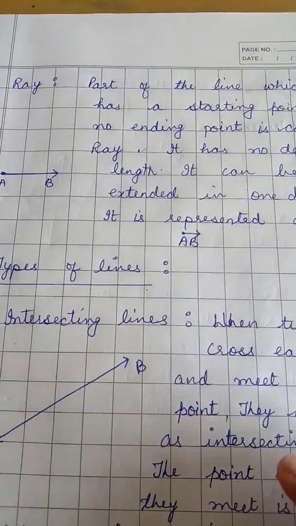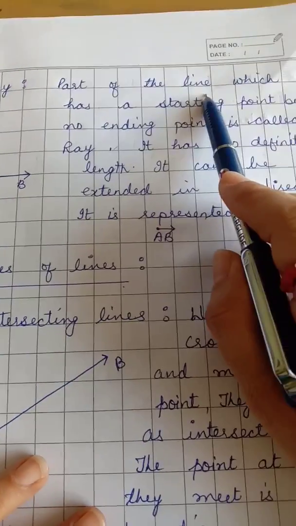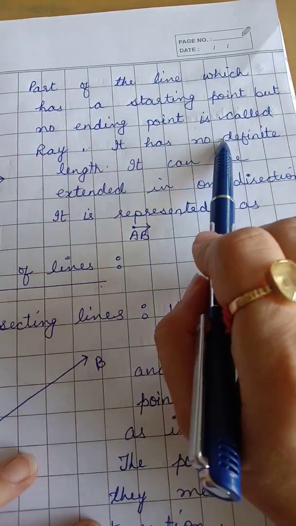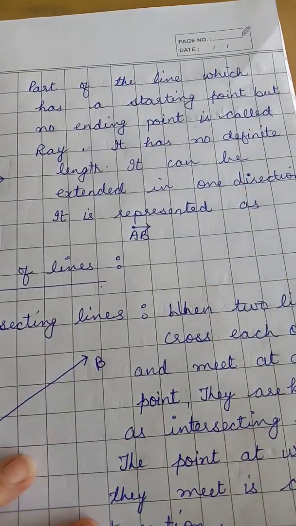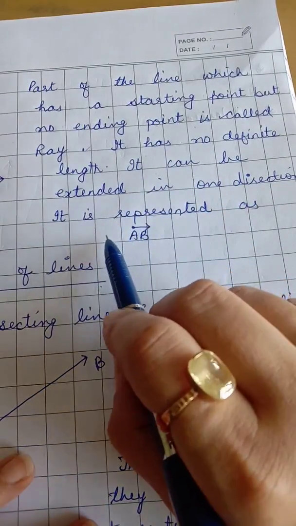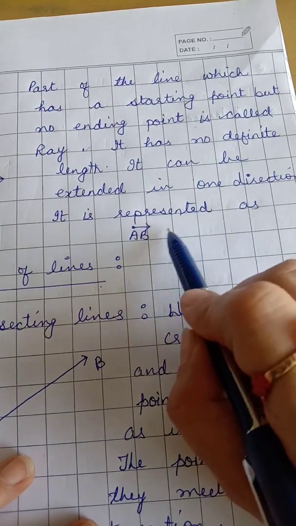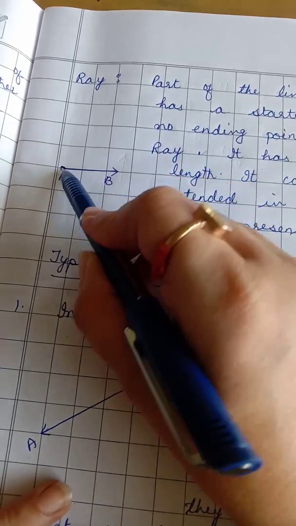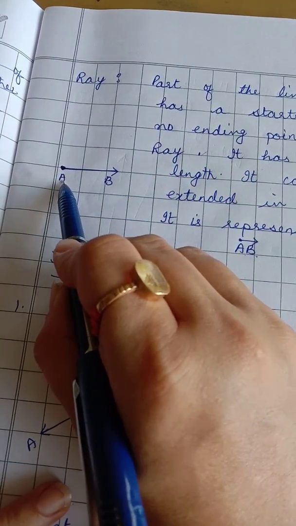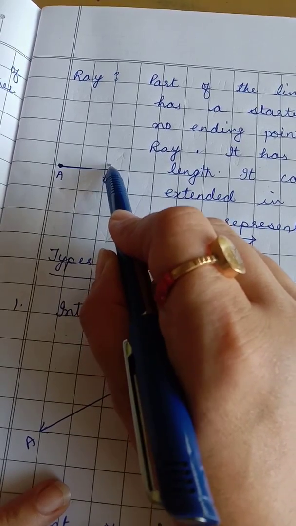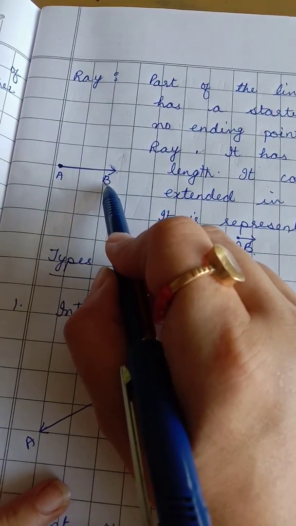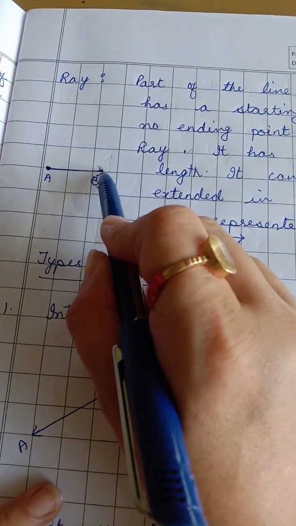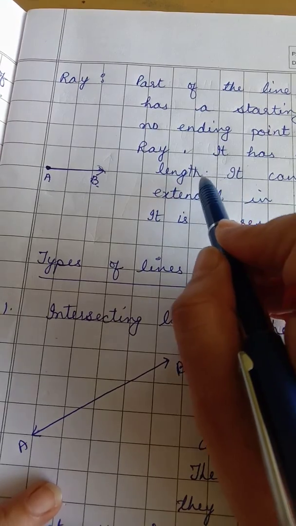Next is ray. What is a ray? It is also a part of a line which has a starting point but no ending point. It can be extended infinitely only in one direction. It is represented by AB. Suppose the starting point is A, and the ray goes in one direction up to B. This is a ray. It has no ending point. It can be extended up to infinite length.